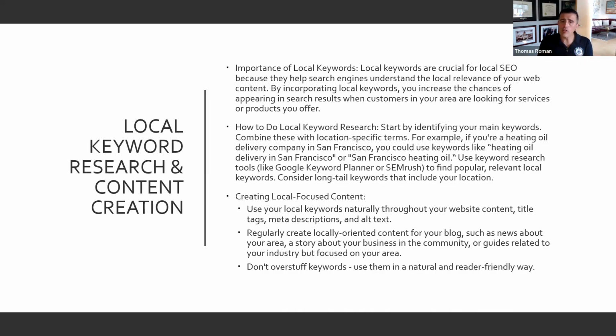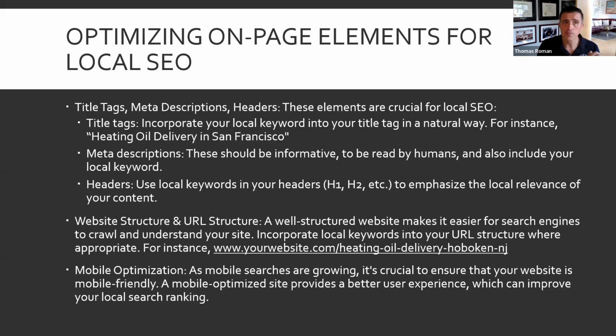And also you don't want to overstuff your keywords. You want to use them in a natural and reader-friendly way. The rule is a 5% keyword density. So if there's 100 words, the keyword's in there a maximum of 5 times. If there's 300 words, it's a maximum of, say, 15 times. 3 to 5% is a good percentage for the keyword density. So we don't want to overstuff those keywords.